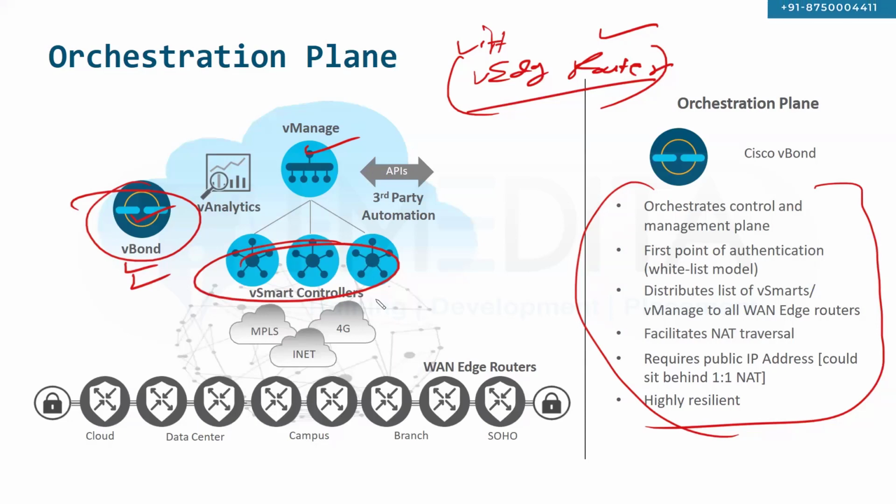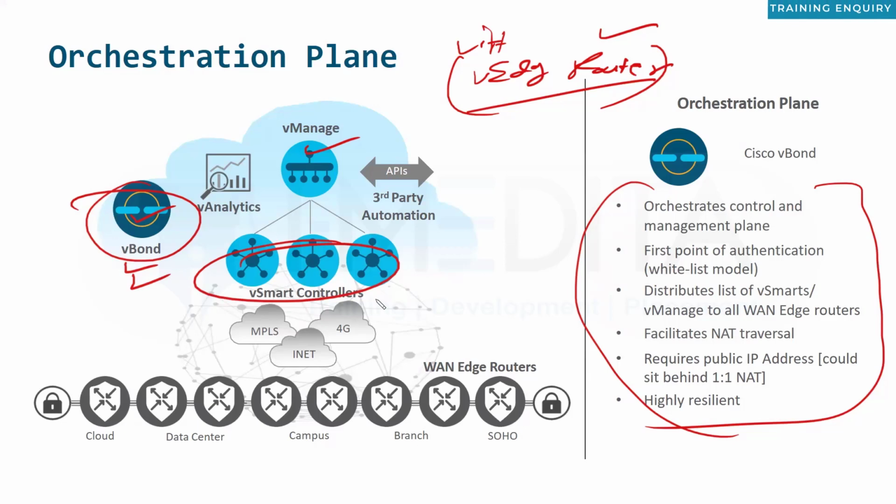Whenever a WAN edge router goes to vBond, and let's say vBond authenticated that WAN edge router successfully, then vBond can also provide that information to vManage and vSmart, that hey, this is one of the WAN edge routers trying to connect with you. But that is not going to happen every time.